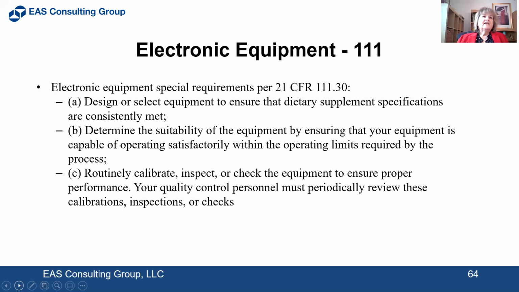So 111 does have some requirements for electronic equipment. You should design or select equipment to ensure that dietary supplement specifications are consistently met. Determine the suitability of the equipment by ensuring that your equipment is capable of operating satisfactorily within the operating limits required by the process. Routinely calibrate, inspect, or check the equipment to ensure proper performance. Your quality control personnel must periodically review these calibrations, inspections, or checks.